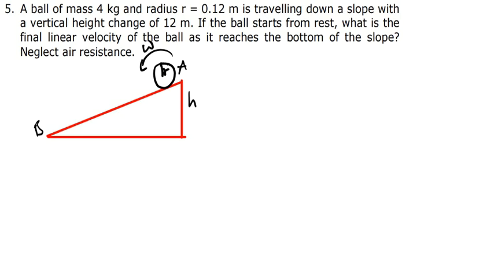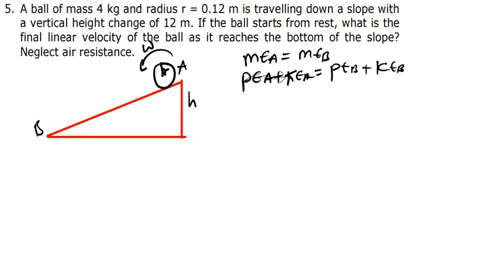Under work, energy, and power, remember that we said the mechanical energy initial, which is at point A, will be equal to the mechanical energy at point B. Under conservation of energy, there is no friction at all. So potential energy at point A plus kinetic energy at point A should be equal to the potential energy at point B plus kinetic energy at point B. Initially, it started from rest, meaning I don't have kinetic energy at point A. When I reach point B, I don't expect to have potential energy. So potential energy at point A is equal to kinetic energy at point B.